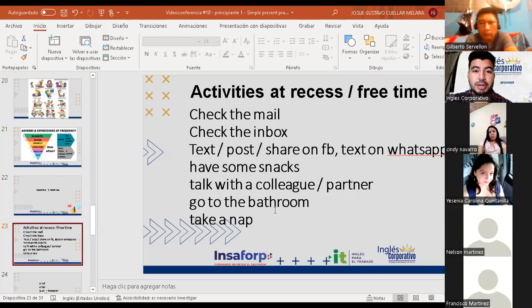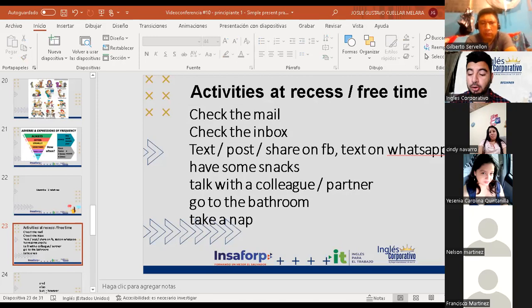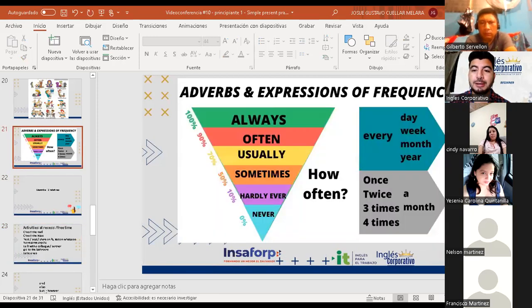Go to the bathroom, que tan a menudo van al baño, I guess a lot. Take a nap, tomar una siesta, cosa que a todos nos encantaría todos los días. I'm sure that you would like to. Creo que les encantaría, but sometimes it's impossible. A veces es imposible. Bien. Eso es lo que veríamos mañana principalmente. Por ejemplo, vamos a utilizar cualquiera de estas.